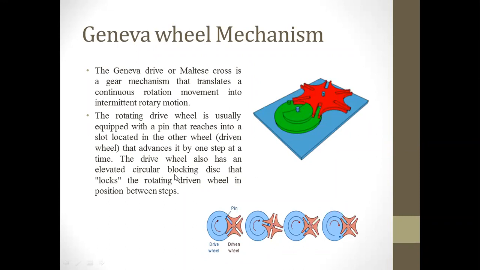The driver wheel also has an elevated circular blocking disc. This elevated blocking disc tries to prevent the Geneva wheel from rotating out of position. It helps in locking this particular pin onto the slot of the Geneva wheel.